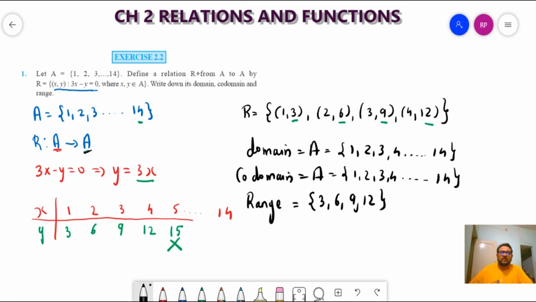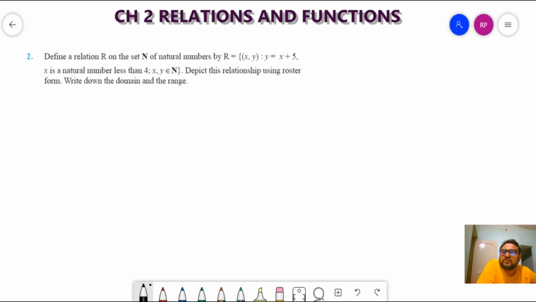Okay. Now let's move to the next. That is question number 2. Question number 2 is define a relation R on the set N of natural numbers by R equal to (x, y) such that y equal to x plus 5. Now see, here relation on the set N, that means R is from N to N, but we need to check what is x, right? So (x, y) such that y equal to x plus 5, and x is a natural number less than 4.